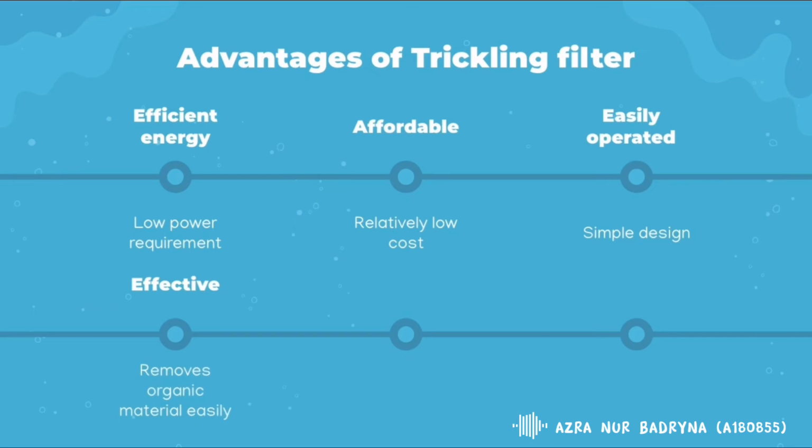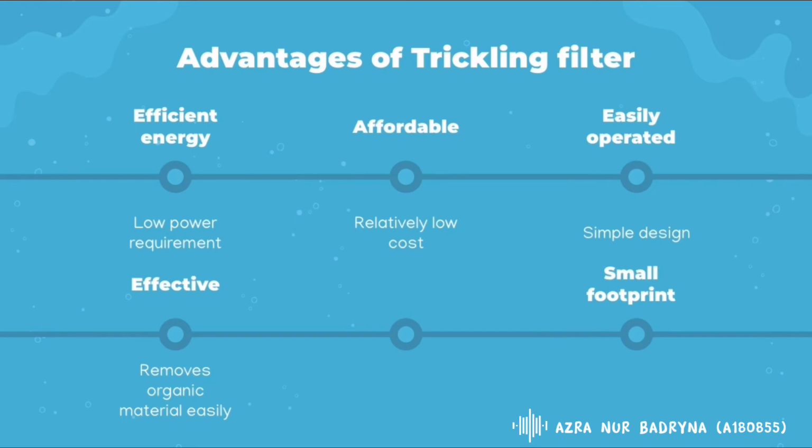Trickling filters are effective and they're excellent at removing organic material, especially for rapid reduction of BOD, biochemical oxygen demand, levels in streams. When properly designed, a biological trickling filter can produce effluent of high enough quality for compliant discharge.